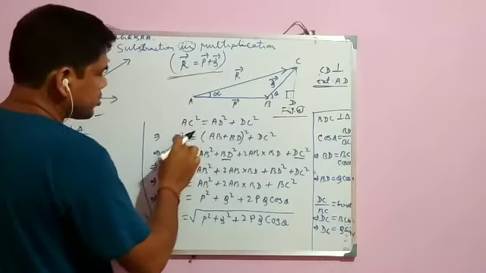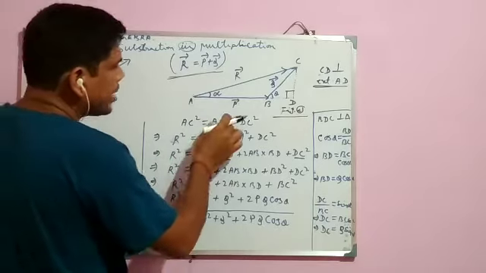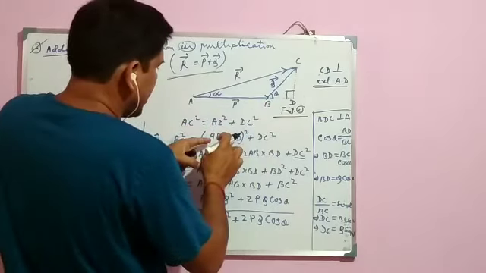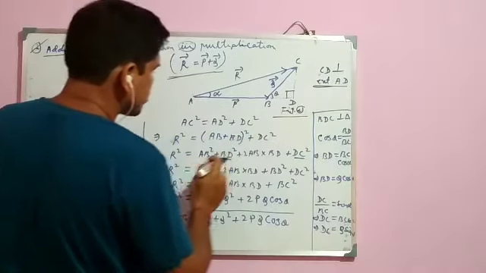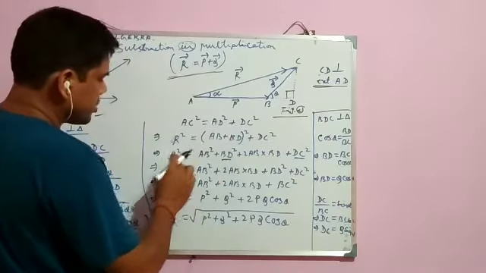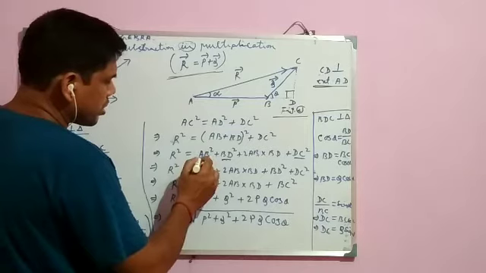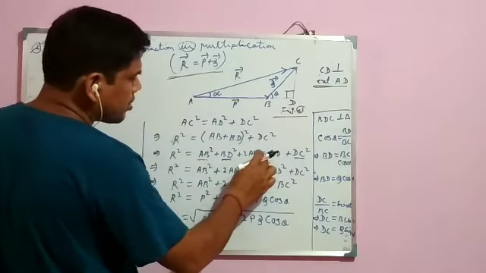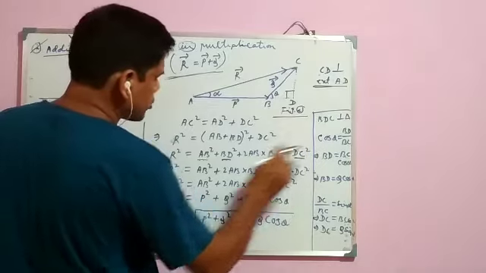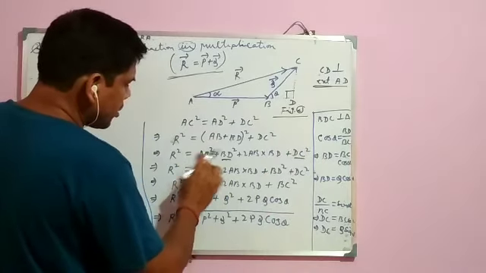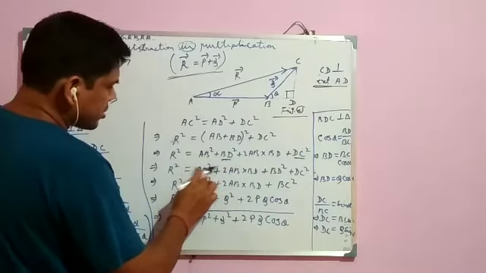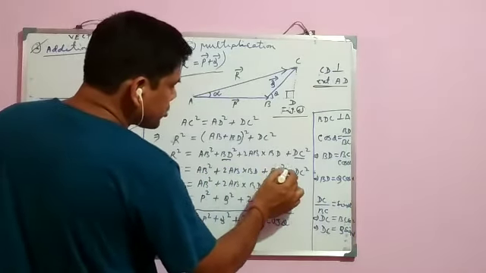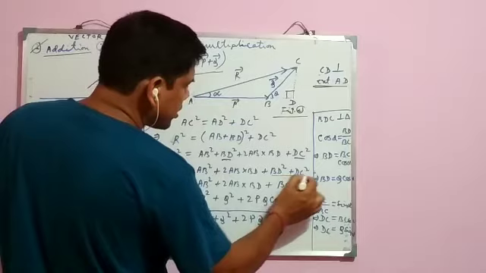So in place of AC we can write R square equal to, now AD equal to what? AD equals AB plus BD. So (AB plus BD) whole square plus DC square. Now after expanding this, R square equals AB square plus BD square plus 2AB into BD plus DC square. Now I have written AB square, 2AB into BD, and BD square plus DC square here.